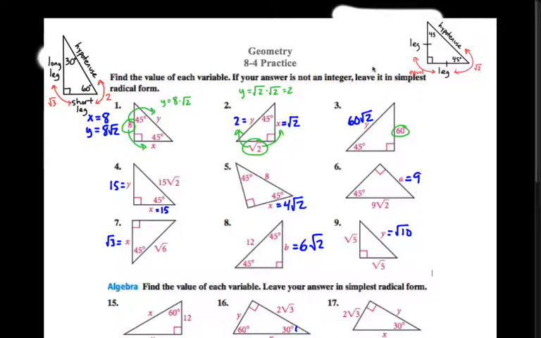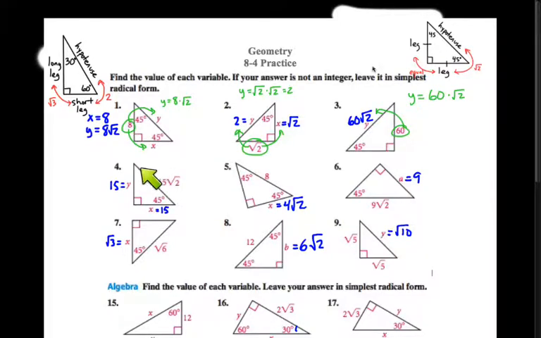Okay? On this 45, 45, 90, the hypotenuse is y. So how will I go from the leg to the hypotenuse? Smaller thing to bigger thing, multiply by the magic number, which of course is square root 2.